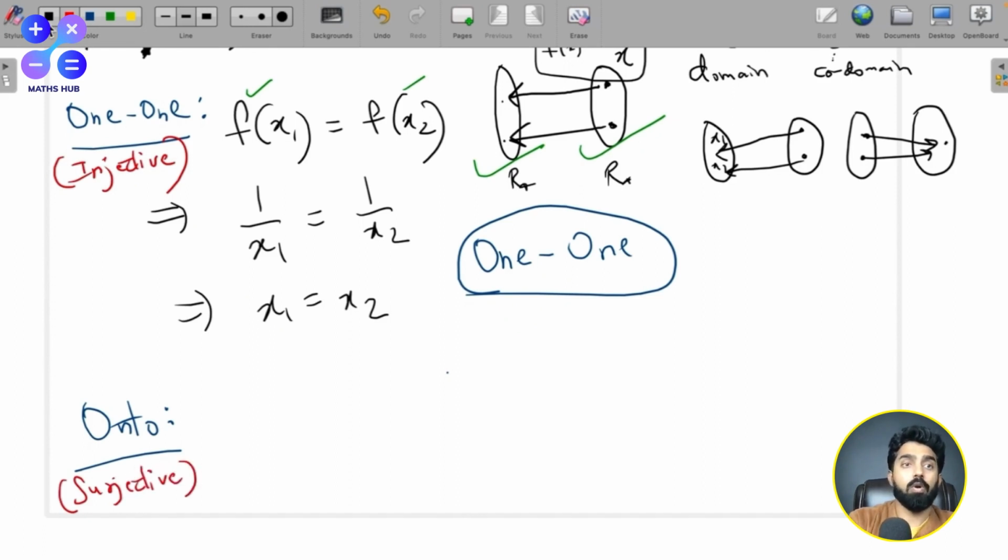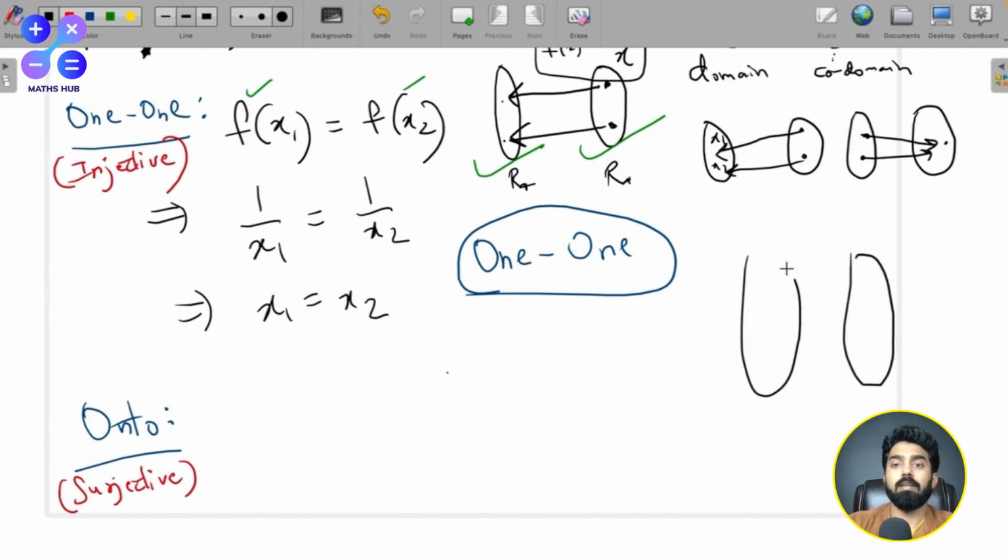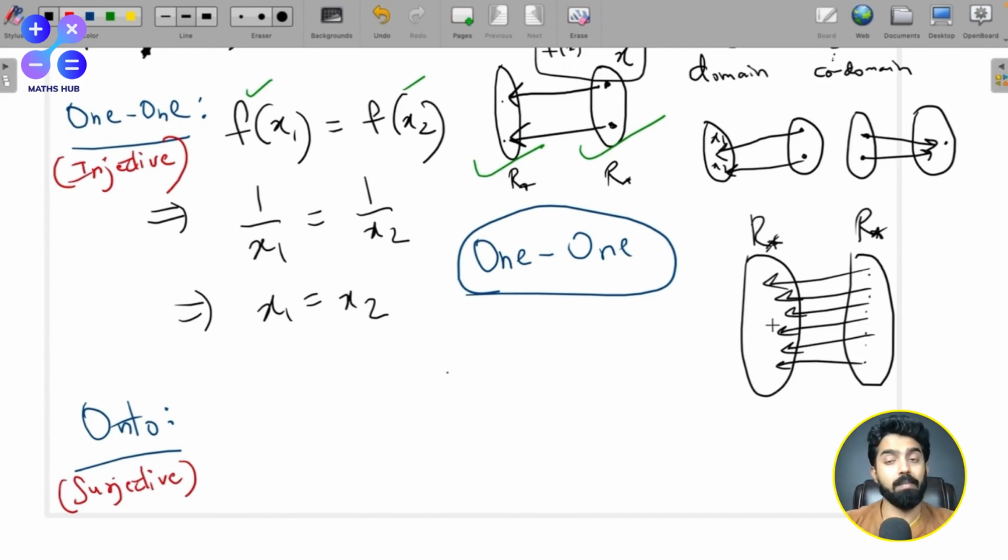Right. Now, what is onto? Onto is where you have every element in the codomain. R star is our codomain here. Every element in our codomain should have at least one specific element mapped. It could be the same element, but it has to have at least one mapping. If it is distinct, then it's also one-to-one. So that's the idea, right? Every element in this codomain needs to have at least one element. You cannot have any free elements lying around.